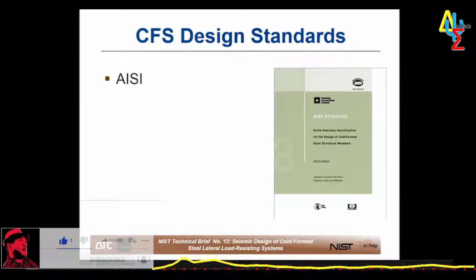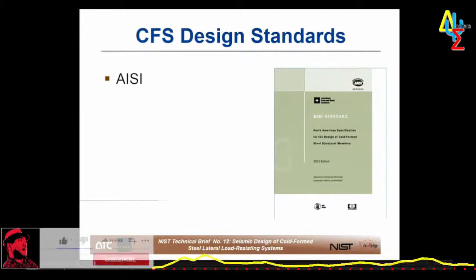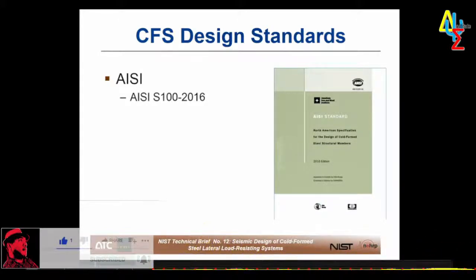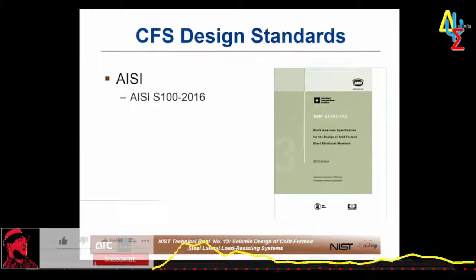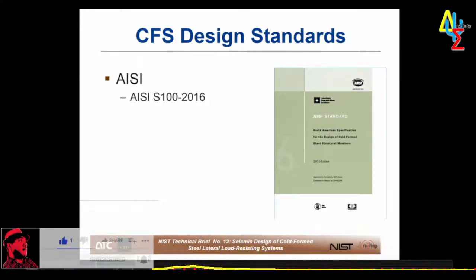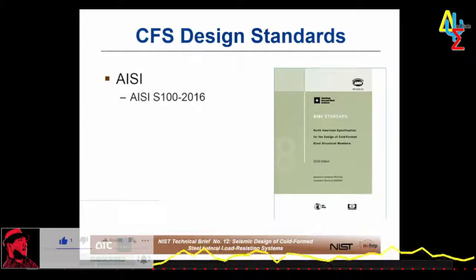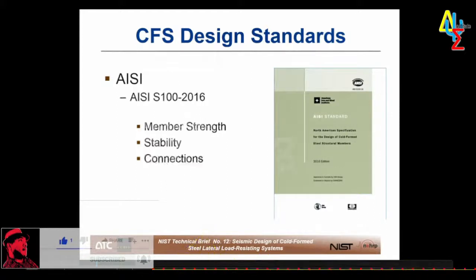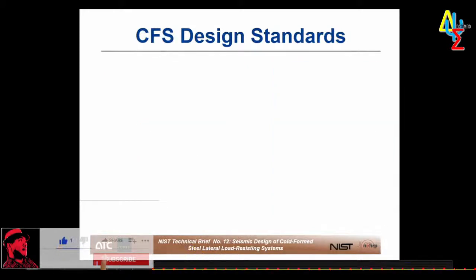AISI actually publishes most of the technical standards for the design of CFS members and systems. First and foremost is AISI S100, which is the North American specification for the design of cold form steel structural members. You may be familiar with this document as just the AISI spec or the NAS spec. In more recent times, people have become accustomed to calling it S100. But S100 provides methods for predicting member strength, stability, and also includes provisions for the design of connections.